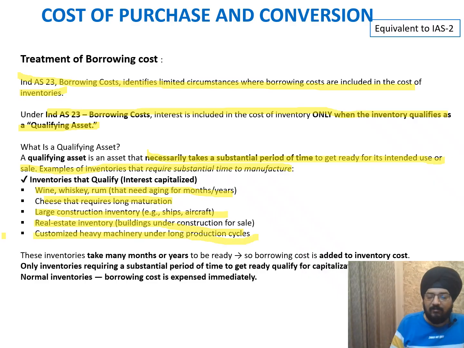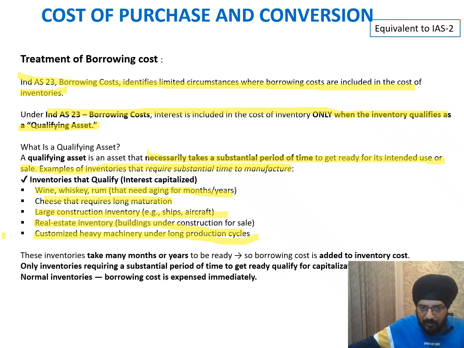It means that if we have procured inventory and we have taken some loans or any other kind of financial assistance on which we are incurring some interest cost, then that interest cost will be charged to the cost of my inventory. But if my inventory does not qualify as a qualifying asset as per the definition of AS 23, then the entire interest expense will not be charged to my inventory, it will be charged to my P&L.